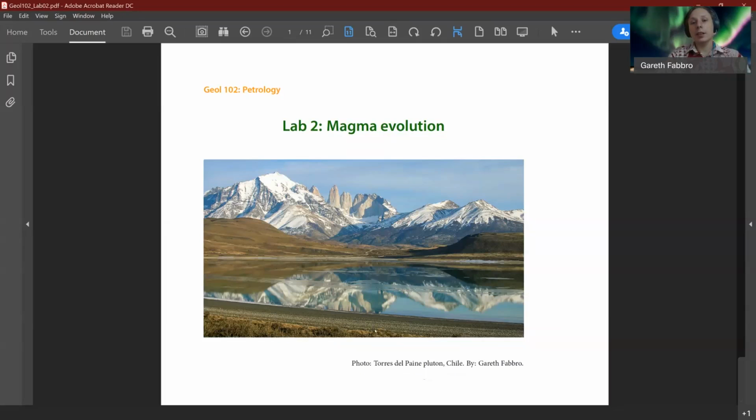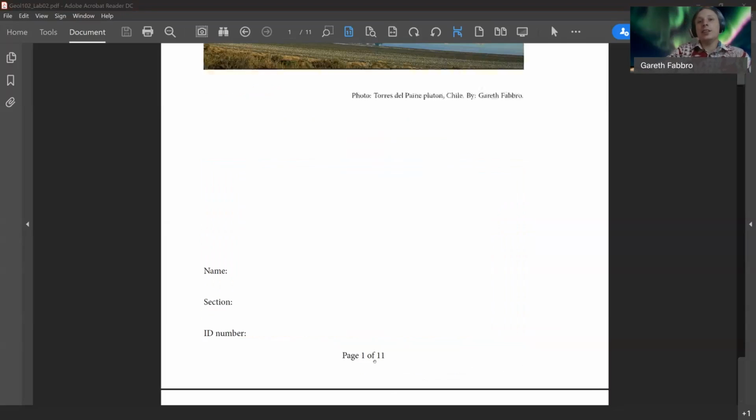So just make sure that however you do hand it in, you have your name, your section, your ID number clearly, and you make it clear which questions you're answering.